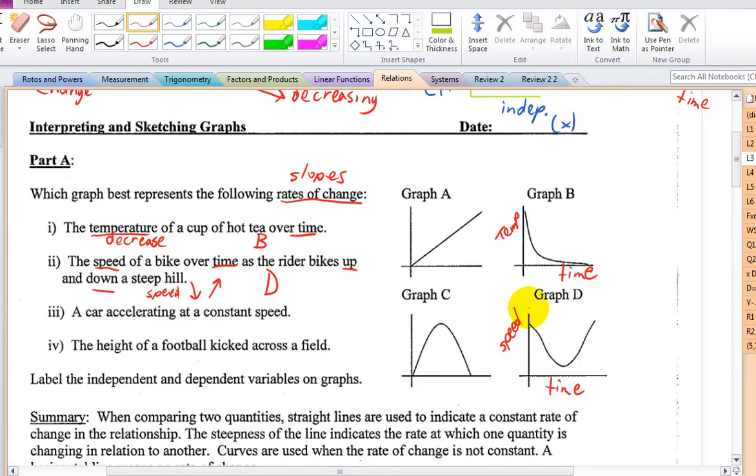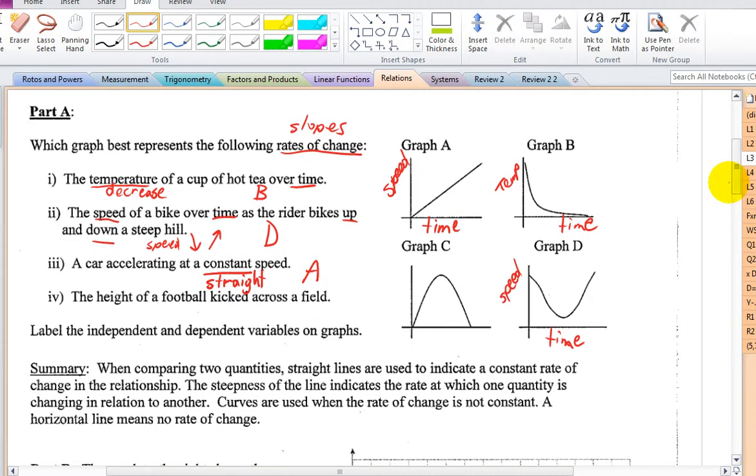Okay. A car accelerating at a constant speed. Yeah, constant. That's going to be graph A. All right, so we have speed and time. And it shows acceleration going constant. So the constant is going to be your straight line. That's the key there. Okay. It's the only one with a straight line.